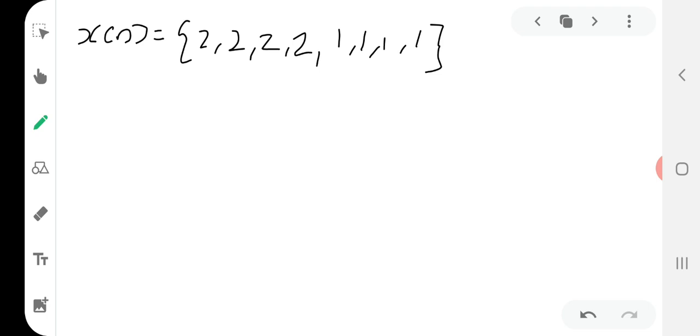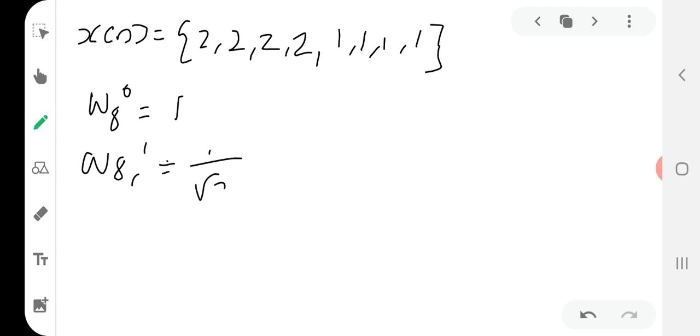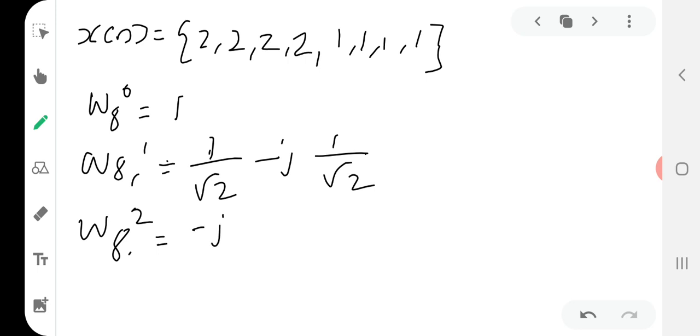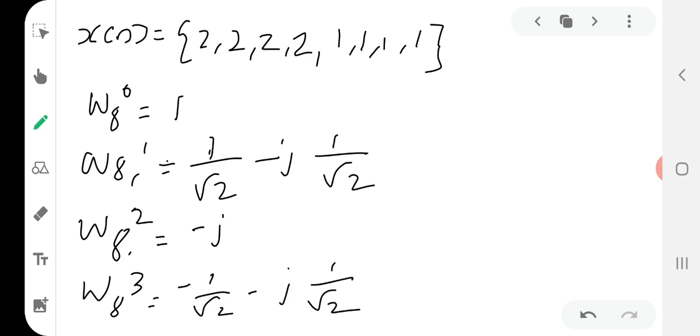Then first we have to find the powers of W. W 8 raised to 0 is 1, W 8 raised to 1 is equal to 1 by root 2 minus j into 1 by root 2, W 8 raised to 2 is equal to minus j, and W 8 raised to 3 is equal to minus 1 by root 2 minus j into 1 by root 2. This is the value.